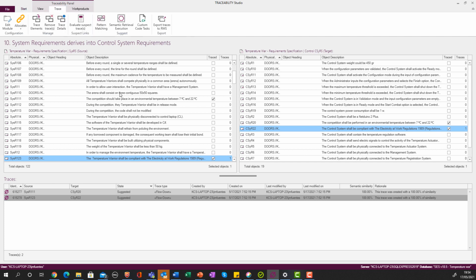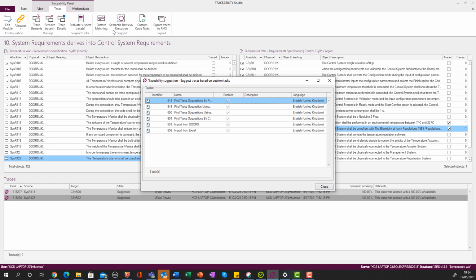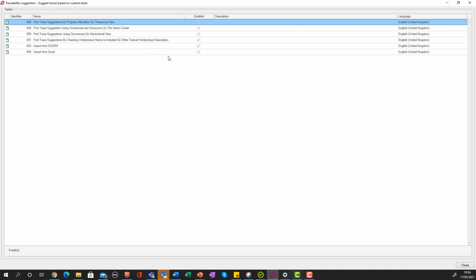Let me show you some other algorithms, like for instance the allocation of physical properties, right? So I now change and pick allocation in here, and in addition to these two options, there are some others that come out of the box, and you can even create your own custom tasks to identify new traces. But out of the box you will find these six possible options, including this allocation algorithm, right? So you just run the algorithm.